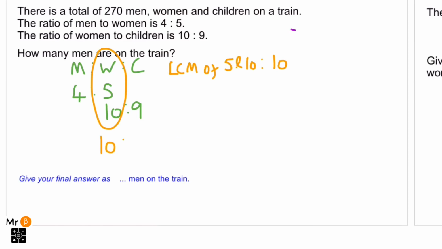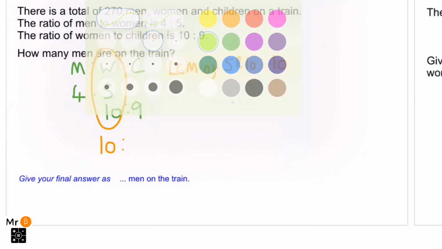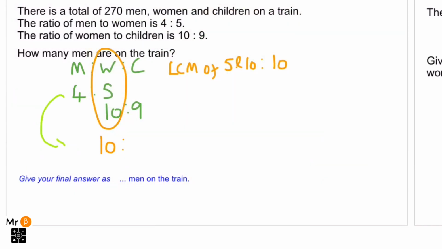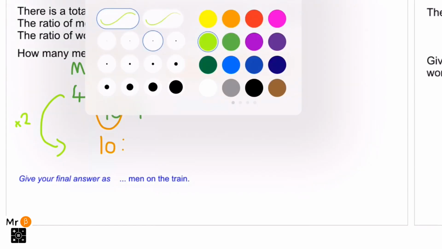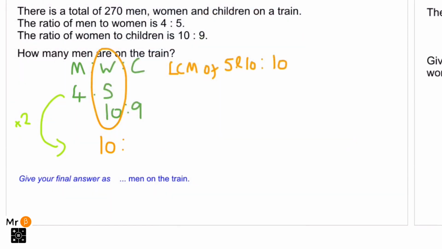So what we're going to do now is change our ratio so that our middle section is 10. So to go from our 4 to 5 into something to 10, we have multiplied 5 by 2 to get it to be 10. So therefore we need to multiply our left hand side by 2 as well. That gives us our ratio of 8.